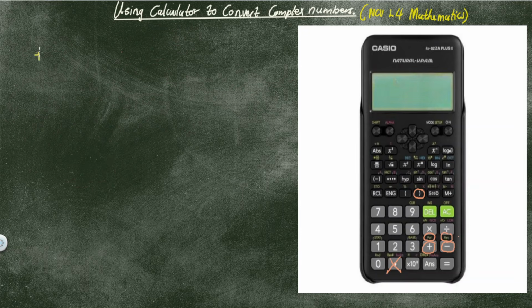So we have the square root of 2 cis 45 degrees. We want to convert to rectangular form.